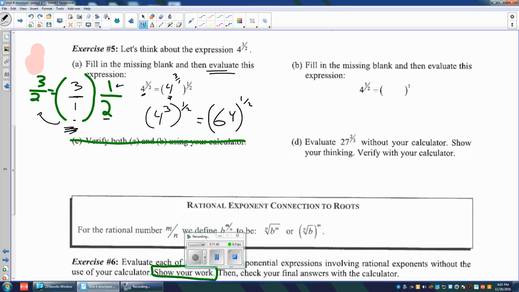64 to the 1/2 power. Remember, the 1/2 power just means square root of 64, which is 8. Fill in the missing blank, then evaluate the expression. 4 is the base. Let me see. Is there some kind of rule? That might be just the numerator. And so we're just left with 1/2. Okay. The square root of 4 is 2. And 2 cubed is 8.